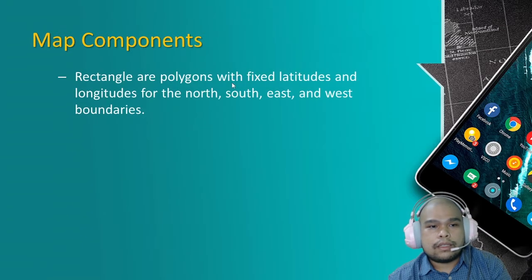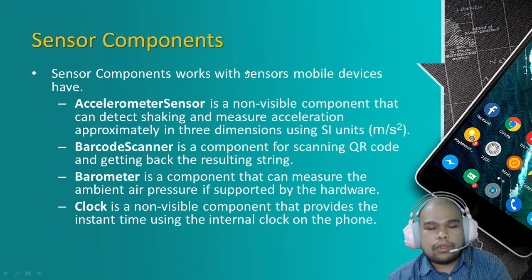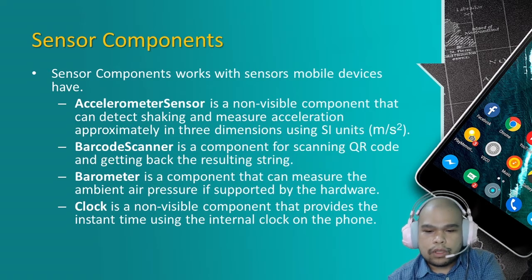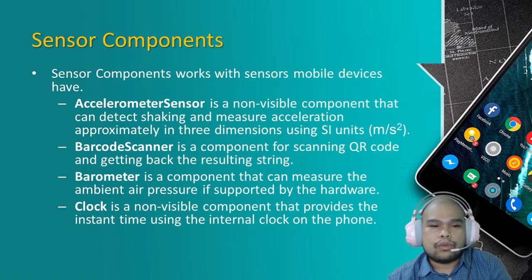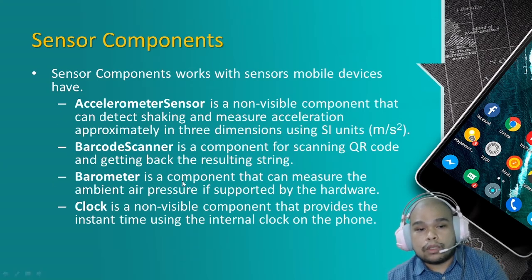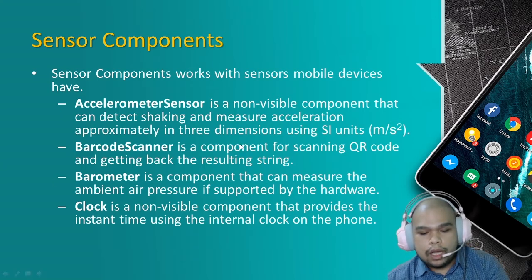Okay? So, let's proceed next. For our next components, no? So we have sensors. So we have accelerometer sensor. It is a non-visible component that can detect shaking and measure acceleration approximately in 3 dimensions. Okay, hindi ko lang alam kung ano ibig sabihin ng measurement na yan. Then we also have your barcode scanner. So barcode scanner, we will be using this one to read yung mga barcode or QR codes natin, kung ano yung mga values that are stored dun sa mga codes na yon.